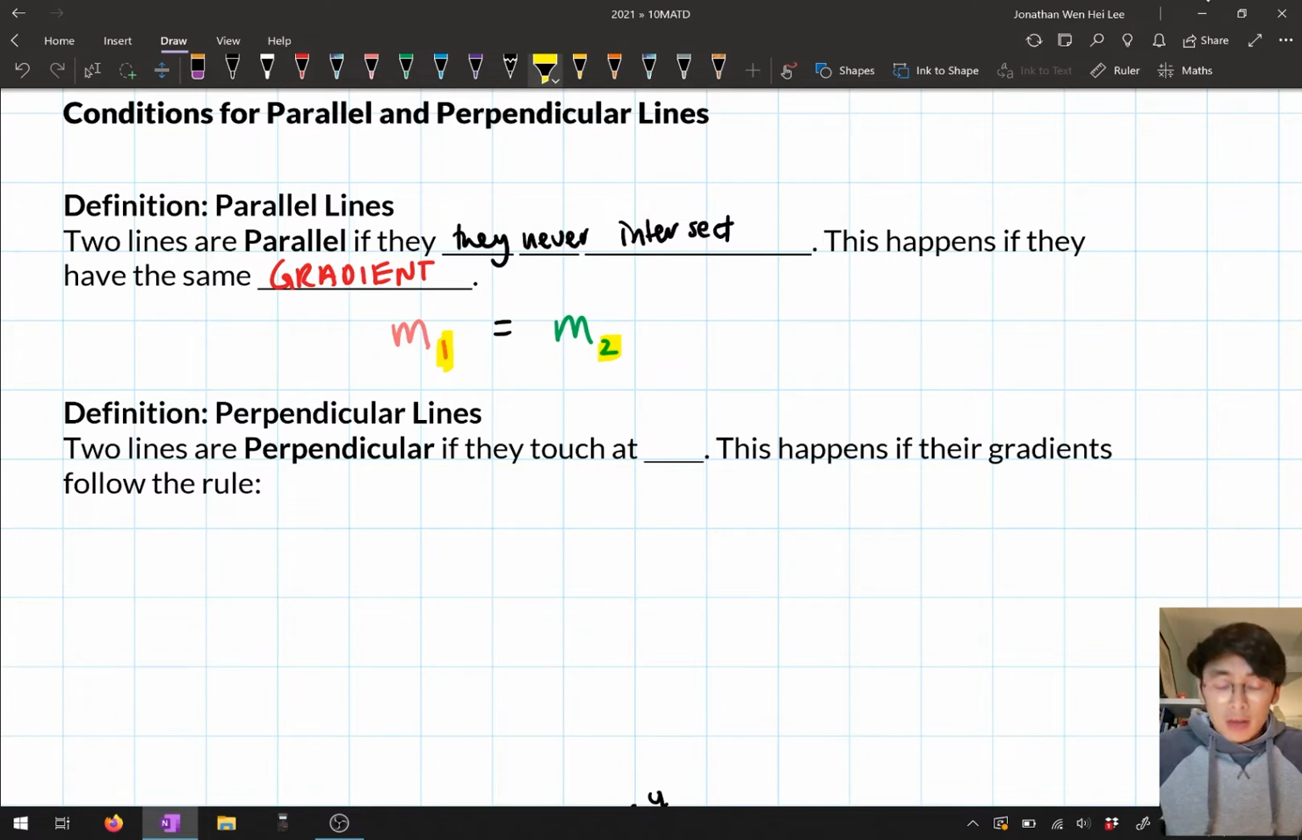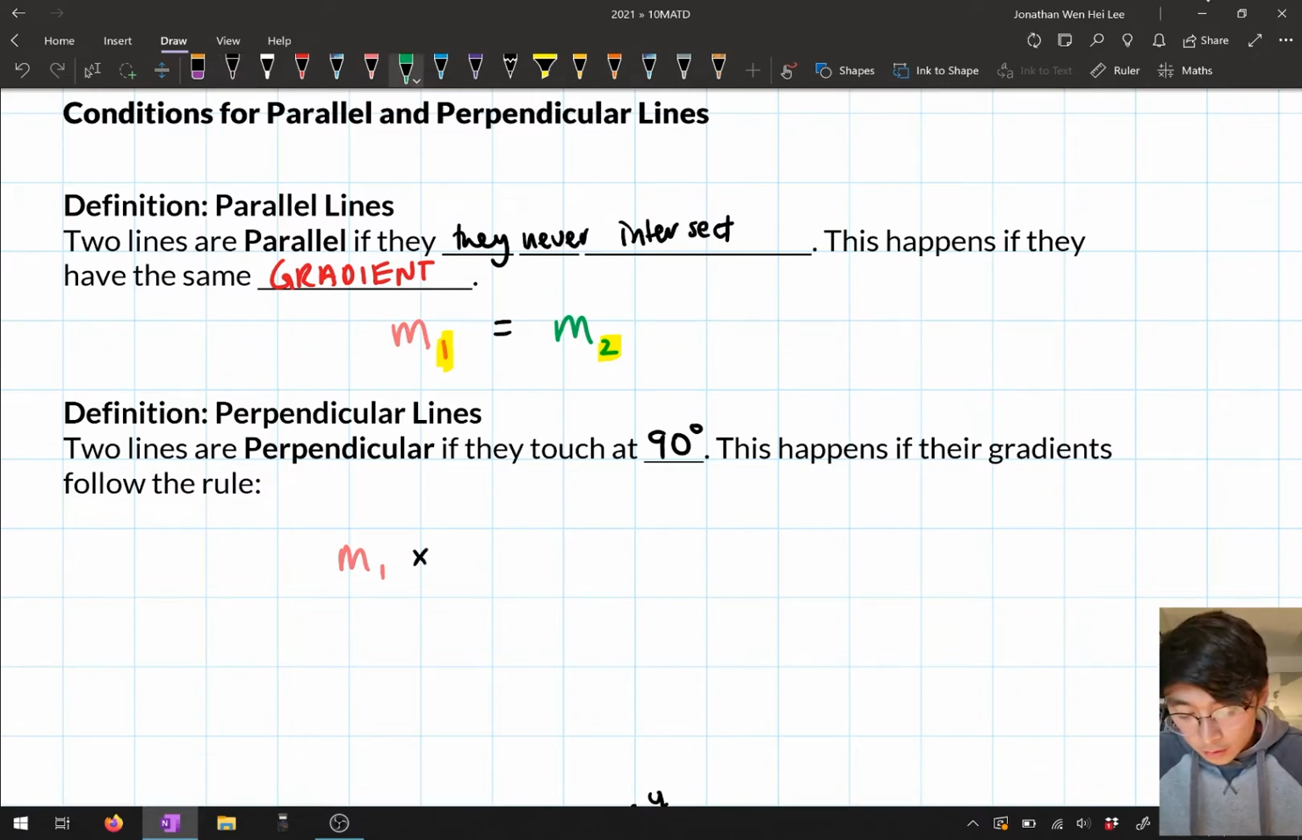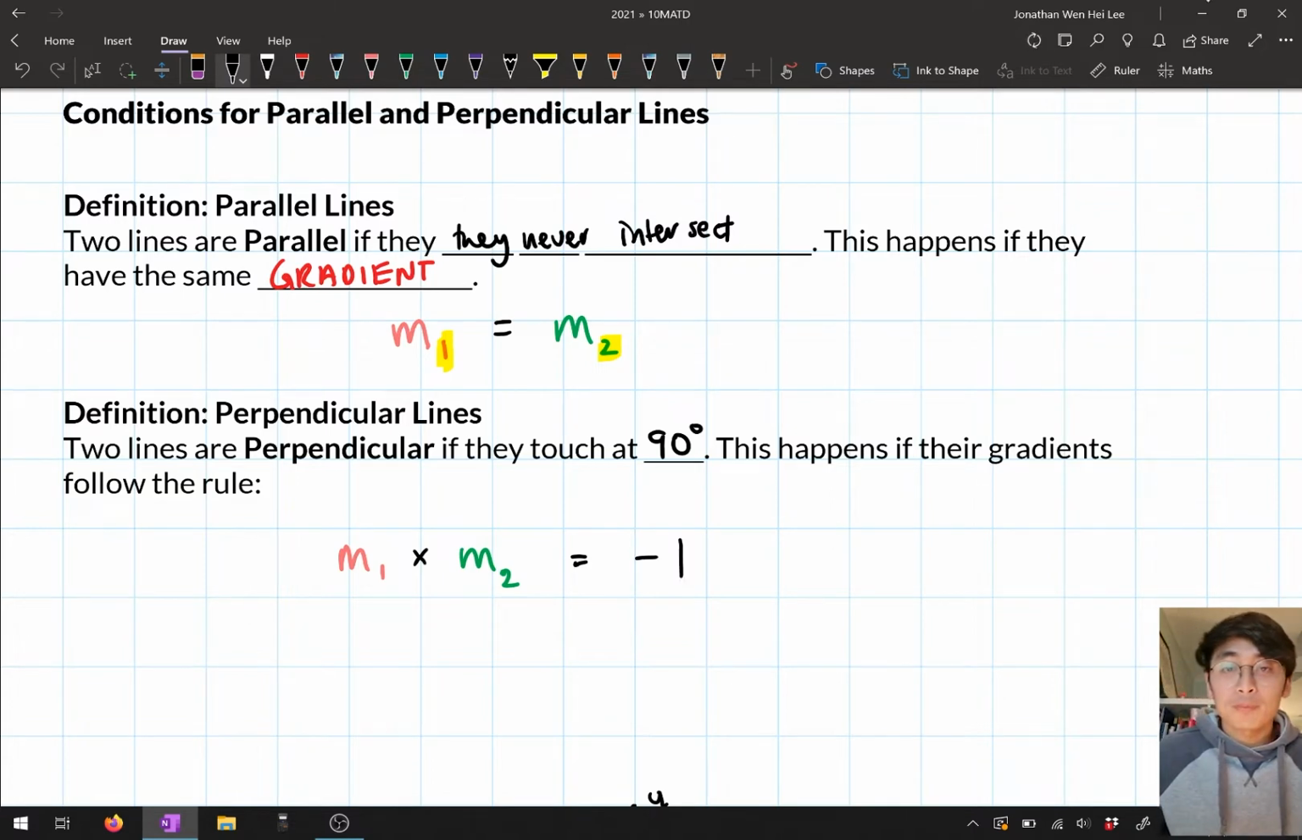Okay, now the other type of lines that we can have is perpendicular lines. Two lines are perpendicular if they touch at 90 degrees. So if two lines meet and they meet at 90 degrees, that means that they are perpendicular. And the rule that we have for this is that it's not that the gradients are equal, but actually they follow the following pattern. If I take the gradient of the first line and multiply it by the gradient of the second line, that needs to be equal to -1. If that equals -1, that means that the two lines are perpendicular.